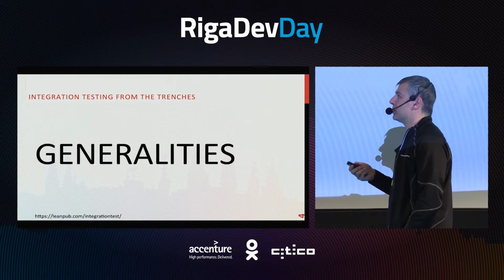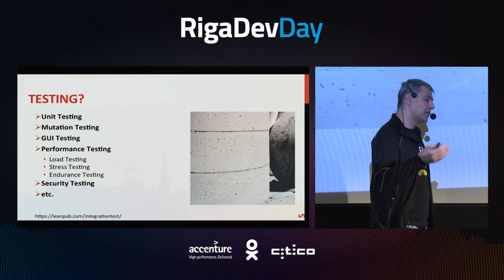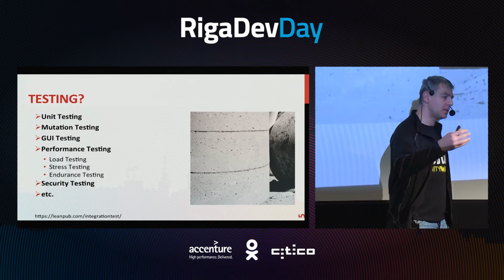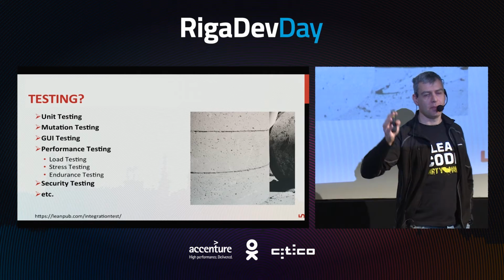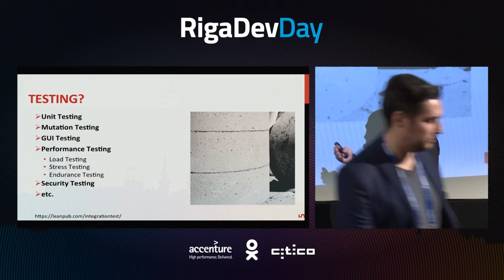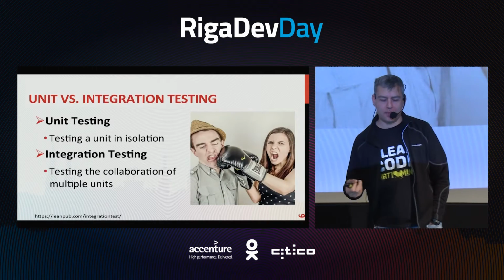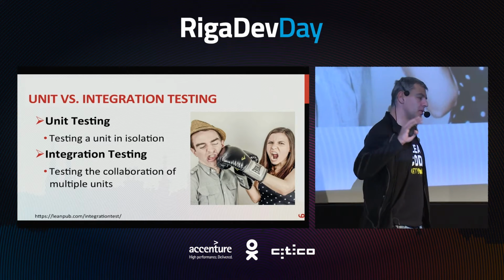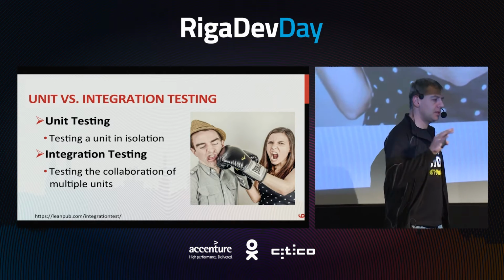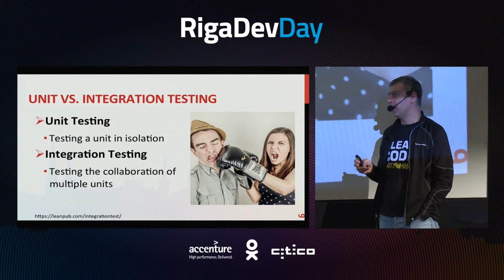Some generalities first. You know there are many kinds of testing. Of course, everyone knows about unit testing. You got mutation testing, grid testing, performance testing. At some point, I stumbled upon a page that listed nearly 100 different kinds of testing. In this talk, I will just restrict myself to unit and integration testing, and it will be enough, believe me.